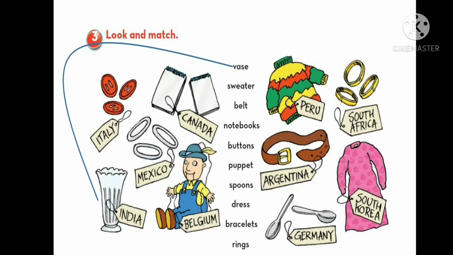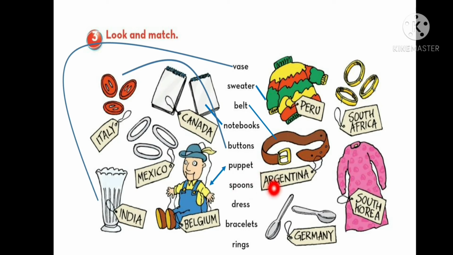Sweater, sweater is here. So connect it together. Okay, belt. Here is the belt. Connect belt to this. Notebox. Connect notebox to this picture. Okay. Buttons, أزرار. Connect buttons here with this picture. Okay. Puppet, هي دمية. Okay, puppet. Connect puppet to this picture.